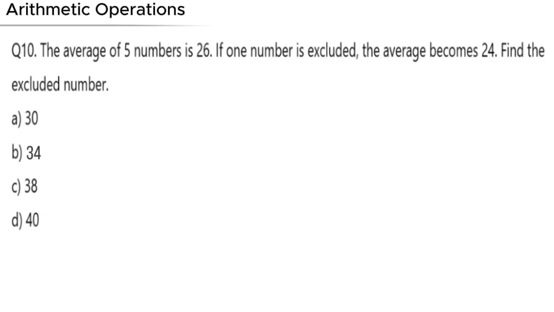10. The average of 5 numbers is 26. If one number is excluded, the average becomes 24. Find the excluded number. A, 30. B, 34. C, 38. D, 40.